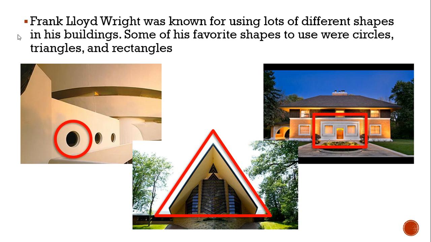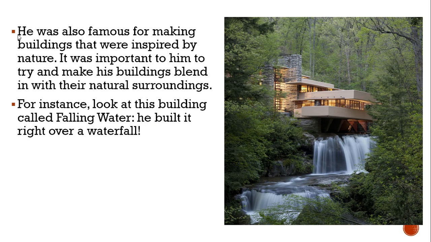He was known for using lots of different shapes in his buildings. Some of his favorite shapes to use were circles, triangles, and rectangles, as you can see in these three buildings that he designed. He was also famous for making buildings that were inspired by nature. It was important to him to try and make his buildings blend in with their natural surroundings. For instance, look at this building called Falling Water. He built it right over a waterfall.